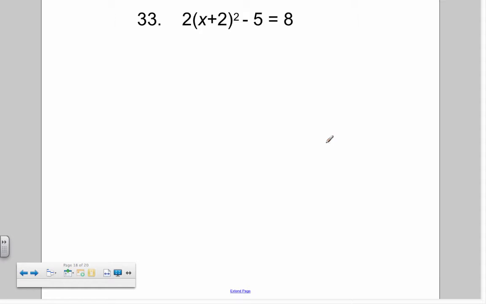So I have lots of things going on here. I got parentheses, I got exponents, and if I think about PEMDAS, I've got to go in that opposite order. So let's undo subtraction first by adding to both sides. So we're going to add 5 to both sides. So then I get 2 times x plus 2 squared equals 13.